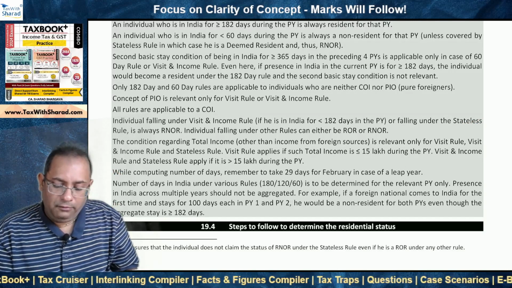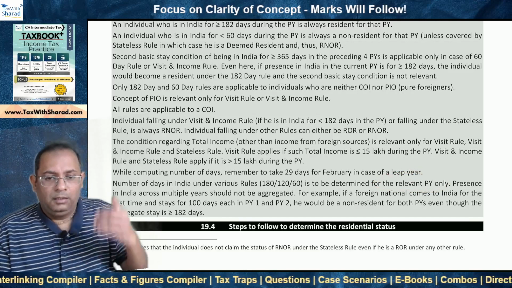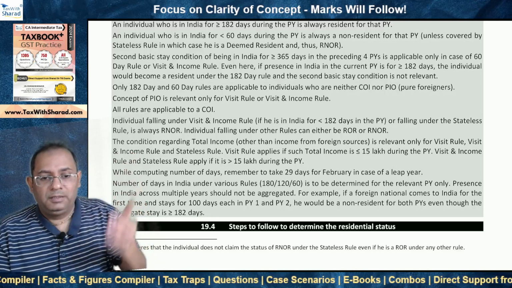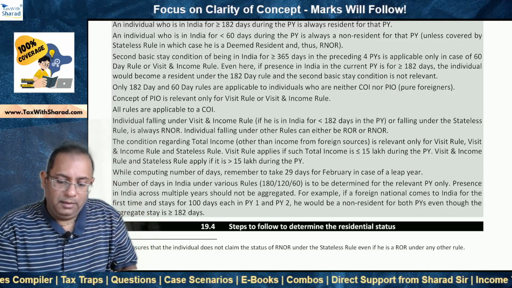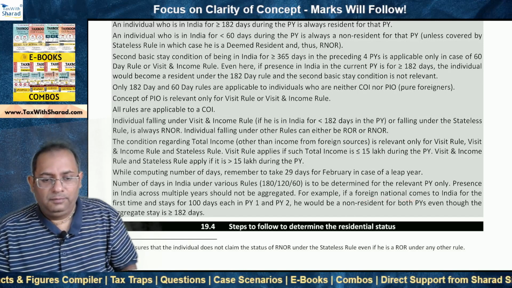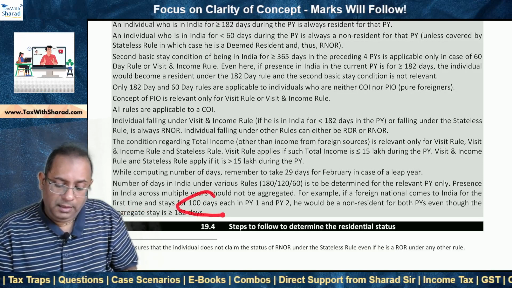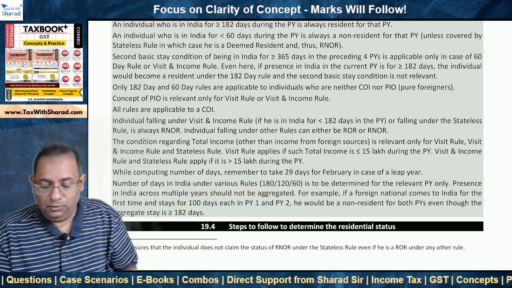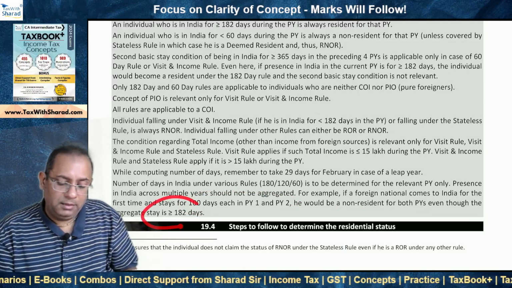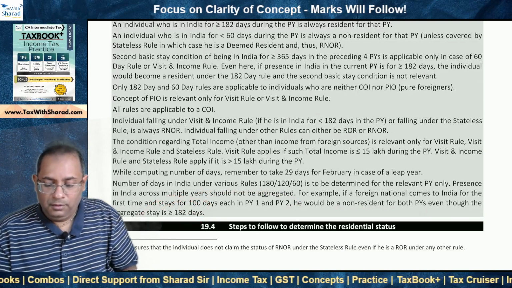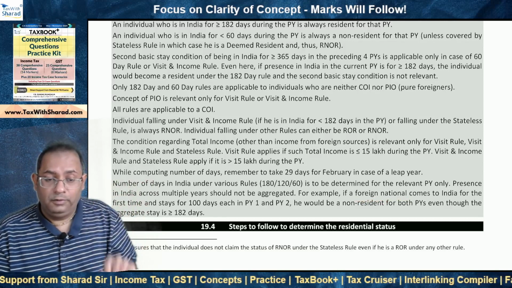The number of days in India under various rules is to be determined for the relevant previous year only. So the number of days the person is present in India needs to be checked for every year. So if a foreign national comes to India for the first time and stays for 100 days each in previous year 1 and previous year 2, he would be a non-resident for both the previous years, even though the aggregate stay is 182 days or more. So a foreign national is coming to India, special rules will not apply, general rules will apply.